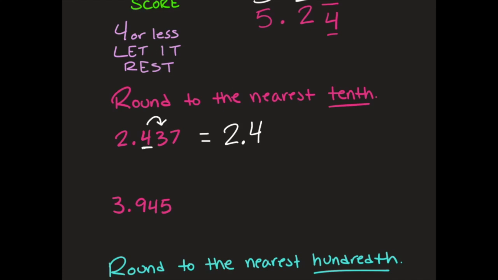The next one, I have 3 and 945 thousandths. Round to the nearest tenth here. So I'm going to underline my 9. I'm going to look next door, and that is a 4. So again, I'm going to keep my 9, let it rest, keep it the same. I'm rounding to the tenths place, so I'm stopping at the tenths. Both of these were 4 or less, let it rest, meaning they're staying the same.